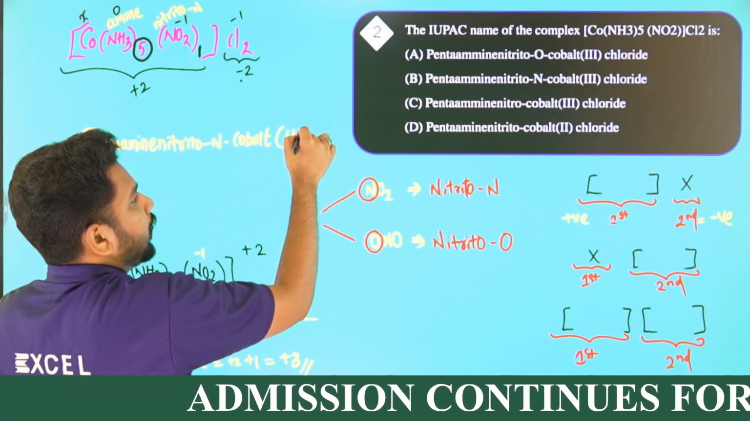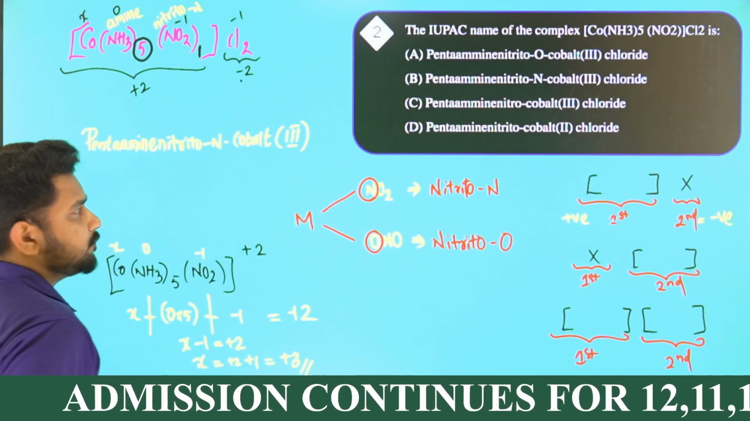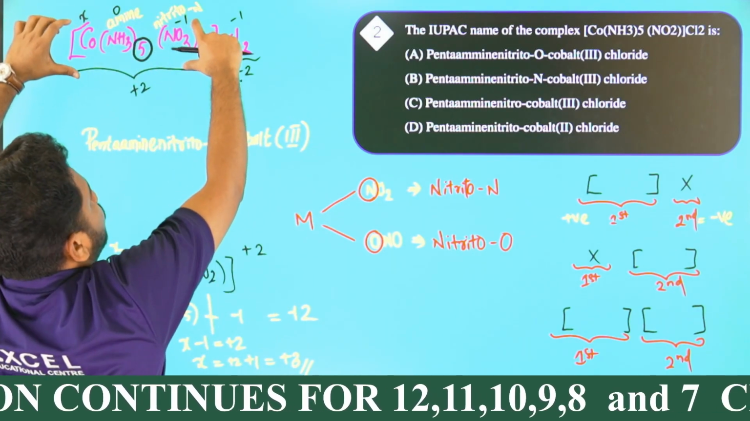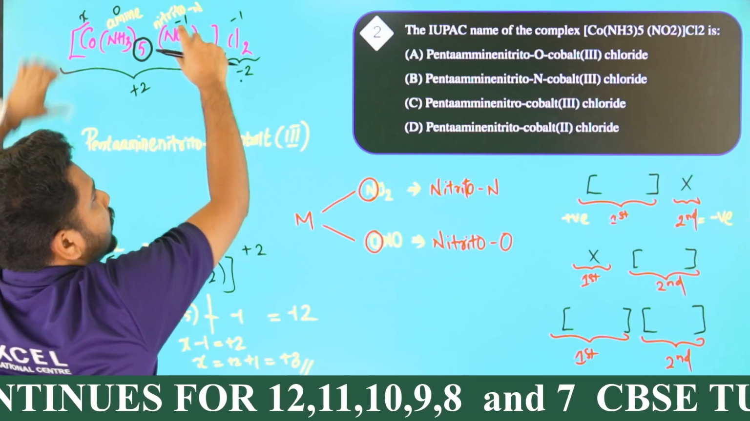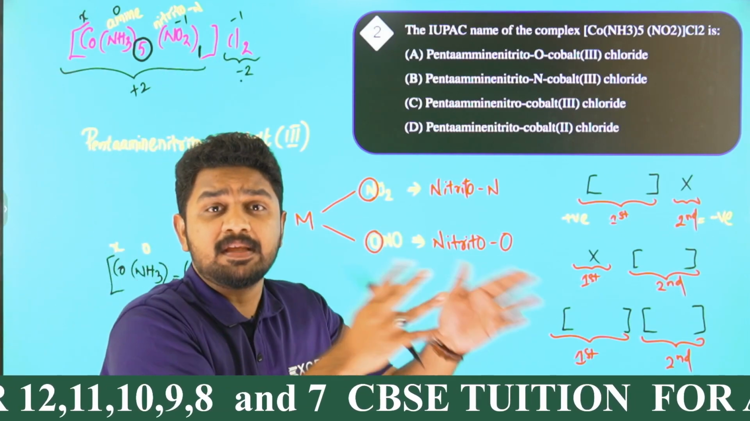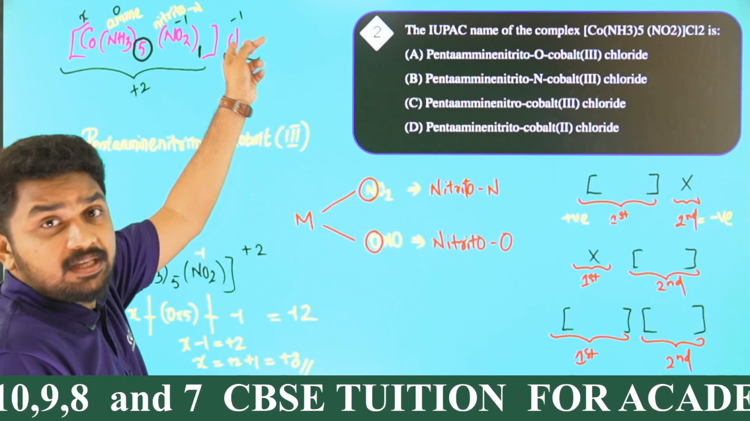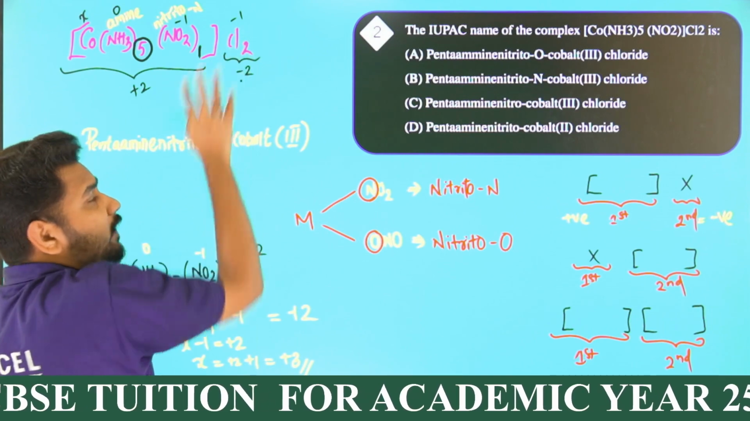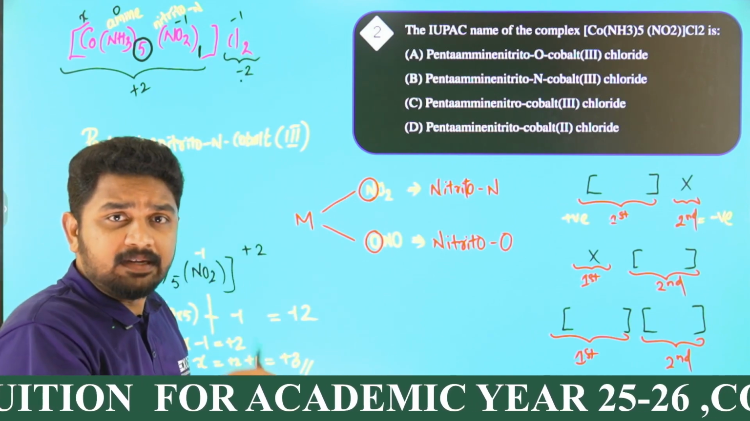So I'm putting the 3 in Roman numeral. So we wrote the name of the first part. Then what is remaining? After naming the first part, you can name the second part. What is the second part here? The second part is chloride. How many chlorine are there? 2 chlorine, so you will write dichloride.